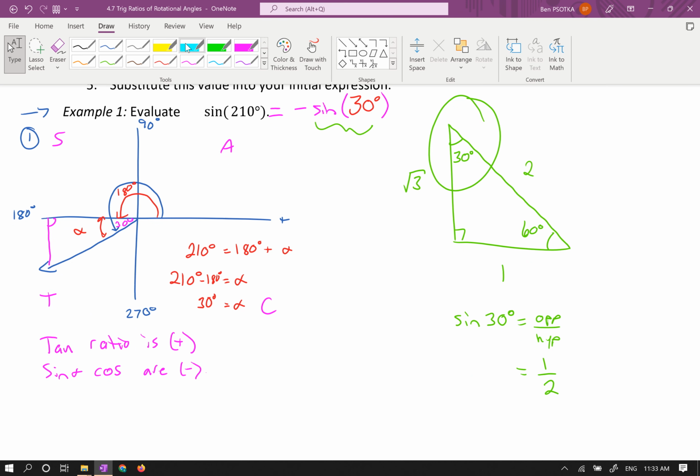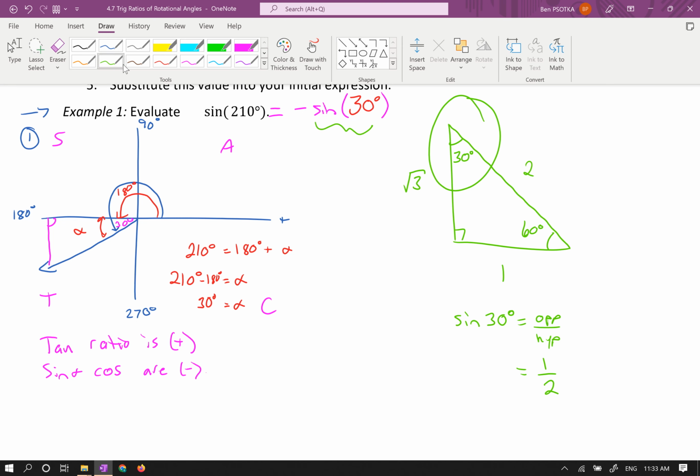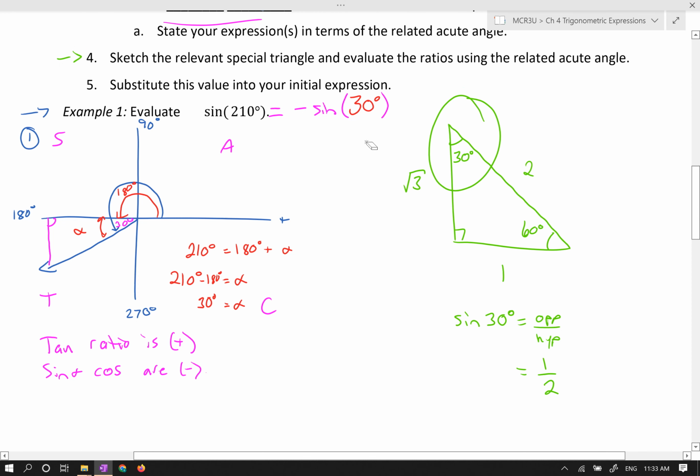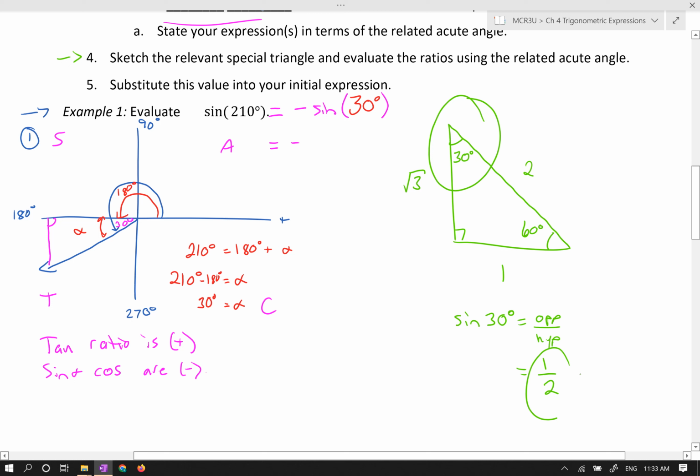And this is our final step. In fact, I'll still work color-coded up here. This is going to be equal to negative, and I can substitute that in. The sine of 30 degrees, instead of writing that this time, I'll write 1 over 2. So that means that the sine of 210 degrees is equal to negative 1 over 2. I encourage you folks, throw that into a calculator and double check your work. It should say negative 0.5.